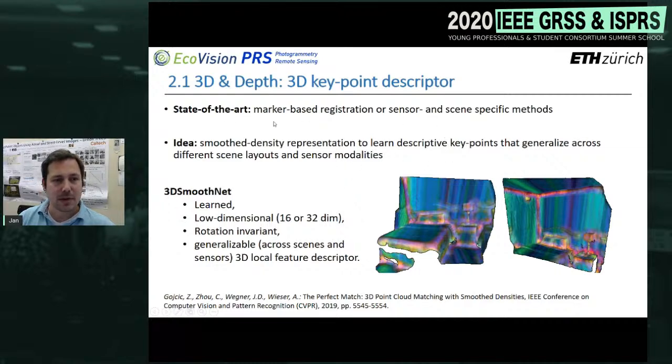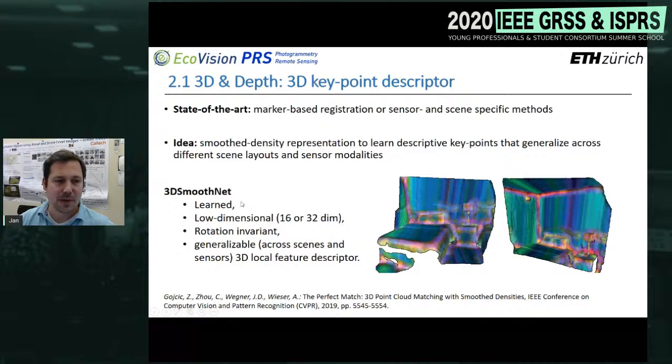So this is a point cloud. So we look at point cloud matching and 3D key point descriptors. And what we want to do is register two different point clouds that overlap with 30% or more automatically. And the idea here is that we use a so-called smooth density representation to learn descriptive key points in the point clouds that generalize across different scene layouts and sensor modalities. So you can basically train on a LiDAR point cloud, but still use the model to match RGBD depth images, for example. And we call this 3D SmoothNet.